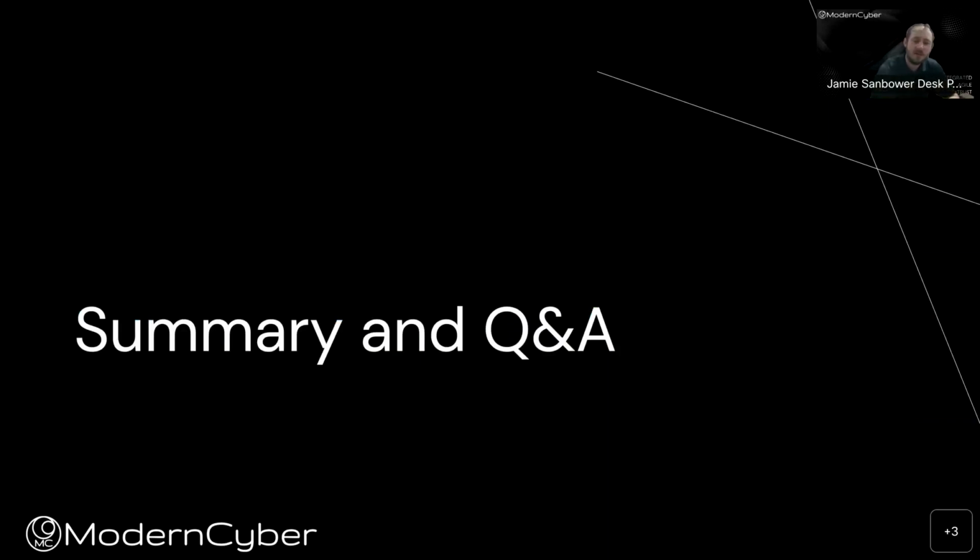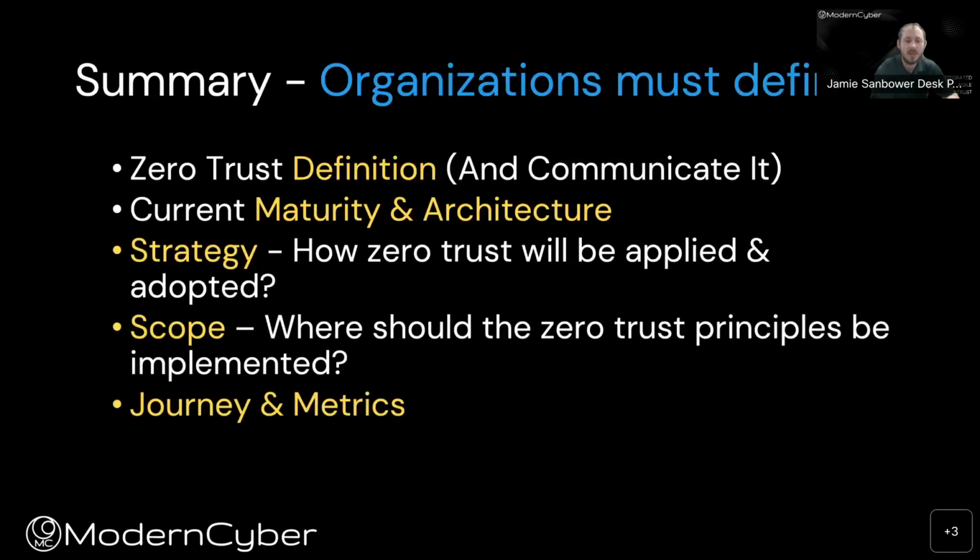Now, I know I have been going for a pretty long time. I want to do a quick summary. So if there's any call to action, make sure if your organization is working through zero trust, have a formal definition and communicate it. Make sure you understand and have documented your current maturity and architecture as it relates to zero trust. You should have a formalized strategy. How is zero trust going to be applied and adopted within the organization? And where is the scope of this? Are you covering every site, every application, every workload? Is some things out of scope? And how does that look for the organization?